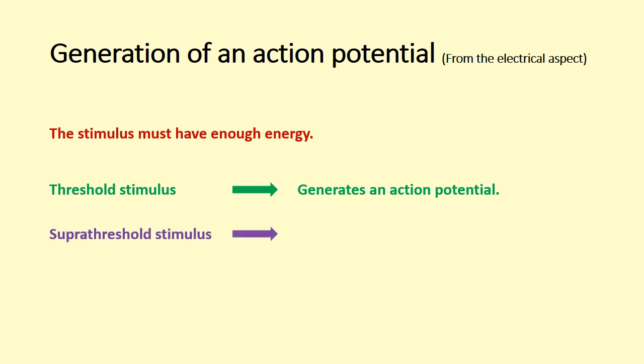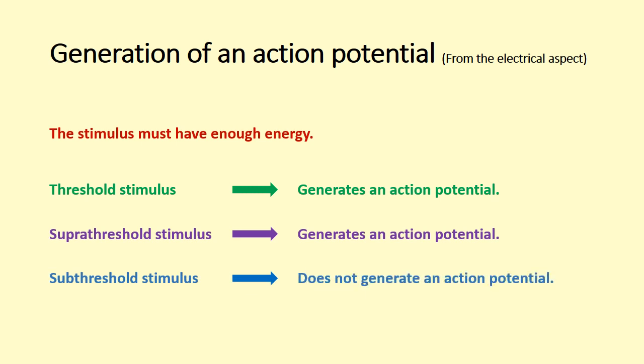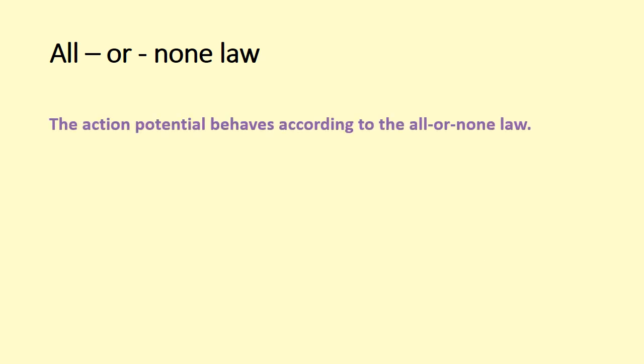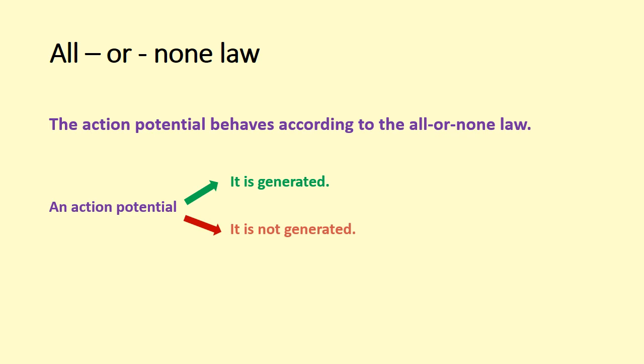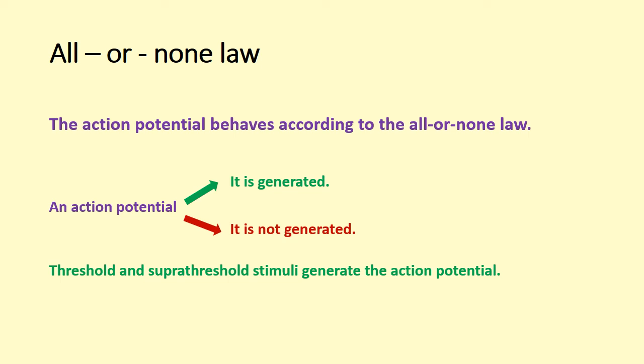Suprathreshold stimuli are more powerful than threshold stimuli and can generate an action potential. Some stimuli cannot generate an action potential. They are called subthreshold stimuli. Therefore, the action potential behaves according to the all-or-none law. That means an action potential is generated or not generated at all. Threshold and suprathreshold stimuli generate an action potential, while subthreshold stimuli do not generate an action potential in excitable cell membranes.